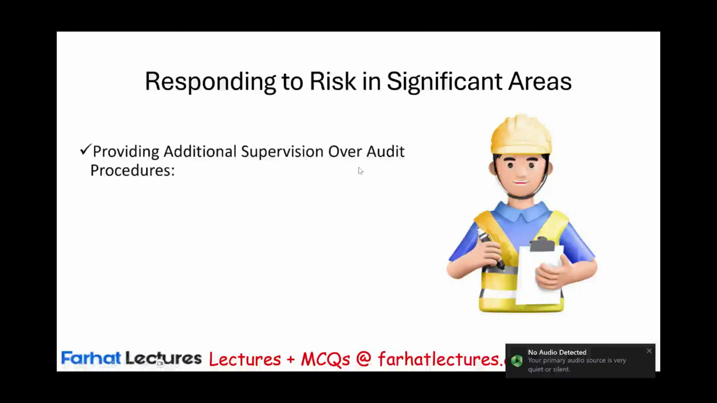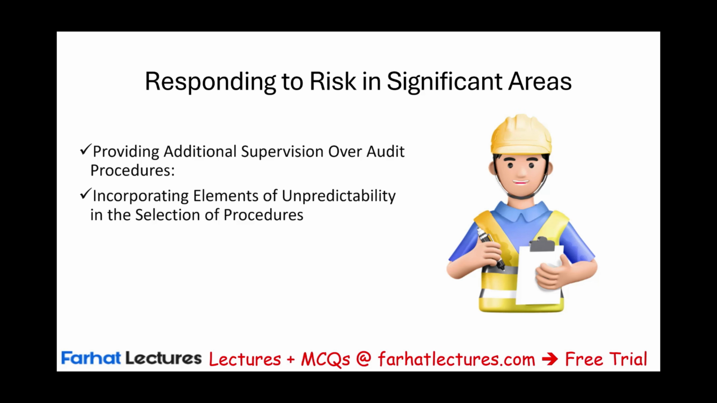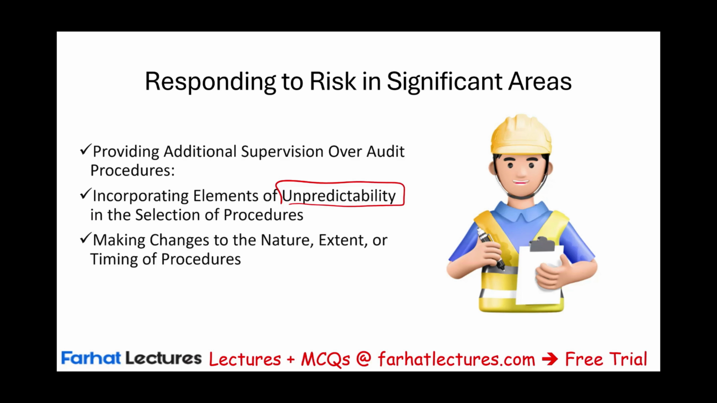What else can we do to respond to risks in significant areas? Provide additional supervision over audit procedures. In other words, just make sure people review the work. Incorporate an element of unpredictability in the selection of procedures. Don't allow the client that's being audited to predict or guess how you're going to conduct the audit. Incorporate an element of unpredictability, because if they know or can predict, they can make sure everything looks good. And make changes, which is related to this one, to the nature, extent, and timing of the procedures, depending on what is needed to achieve a comfort level that you are willing to issue an opinion with minimal risk.